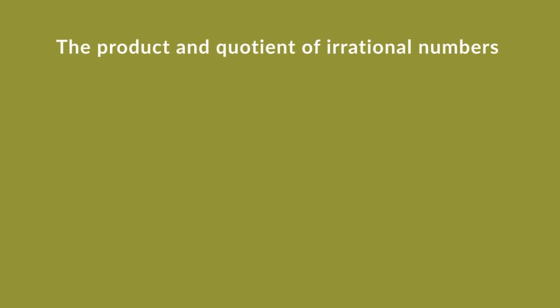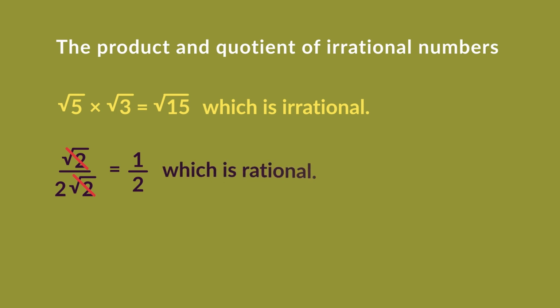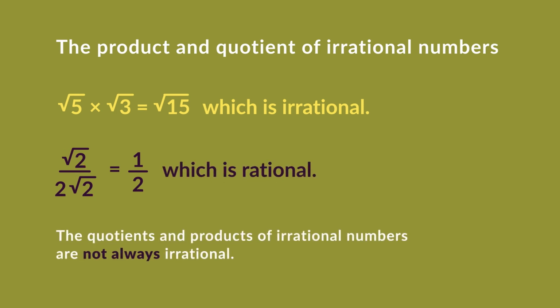Similarly, it is possible for some irrational numbers to multiply to form a rational product or divide to form a rational quotient. For example, the square root of 5 multiplied by the square root of 3 is equal to the square root of 15, which is irrational. Or, as the quotient of 2 root 2 divided by root 2 is equal to a half, because the root 2s cancel out, the answer is rational. So we also conclude that the quotients and products of irrational numbers are not always irrational.